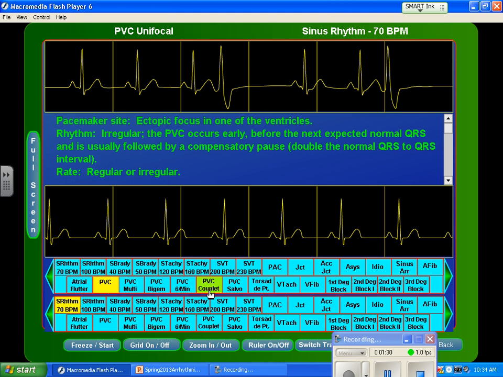And the way you know that it's unifocal is that all of the PVCs look the same. They're the same shape. So here you have a normal PQRST, PQRST, PQRST, and then you have a bloop where you have your PVC, a premature ventricular contraction. And then you have a pause because everything's out of whack now. And now you're back to normal PQRST, PQRST, and now bada-boom, you got another premature ventricular contraction. So unifocal, one area in the ventricles causing the ectopic beat.